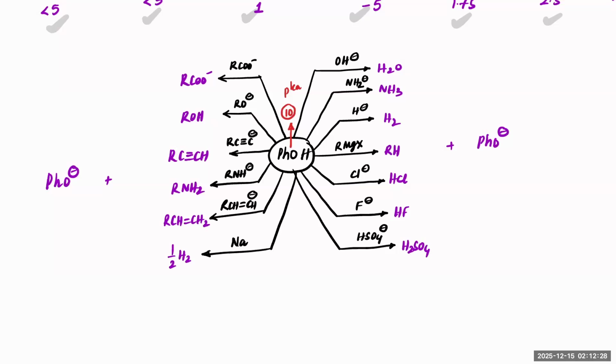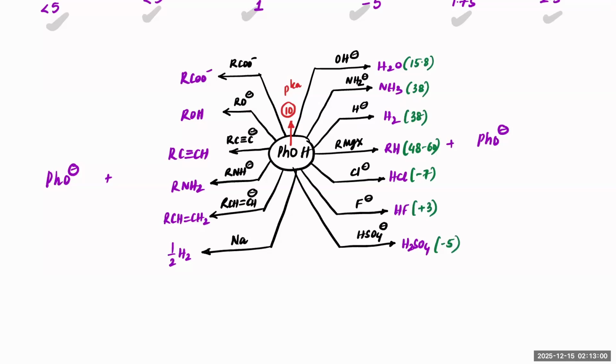So if you know the pK value of water, that should solve your question, correct? Let me tell you, the pK value of water is around 15.8. Ammonia is 38, H2 is 38, alkane ranges between 48 to 60, HCl is minus 7, HF is plus 3, H2SO4 is minus 6, sorry, minus 5.